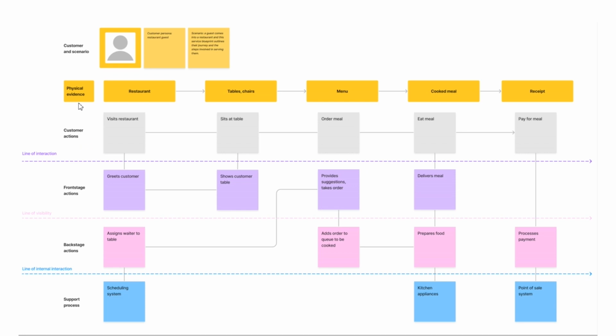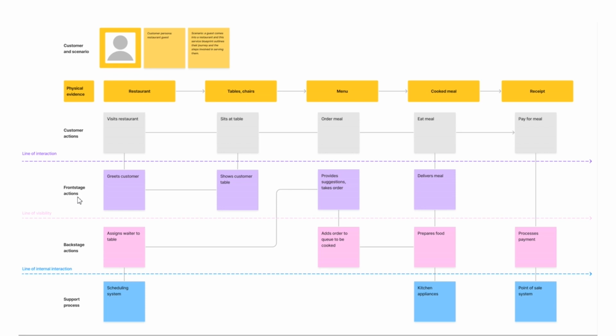In the topmost row, we have physical evidence that the customer sees or uses while completing these actions. That means the tangible elements of the service, like the restaurant, tables, and chairs in our case, or things like mobile app design or visual advertisements.